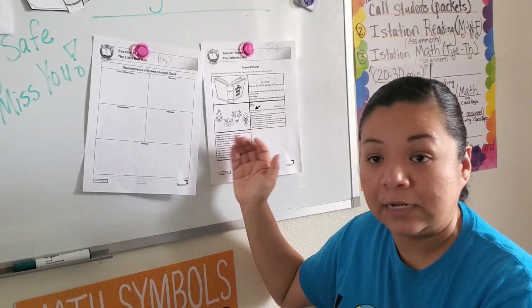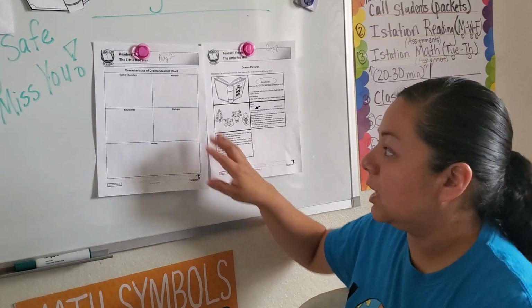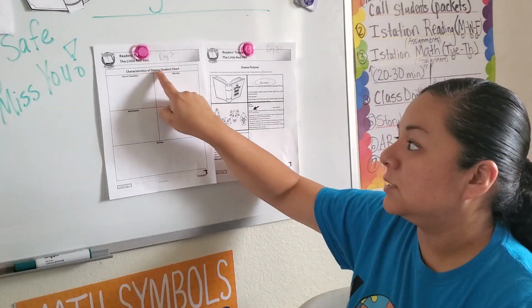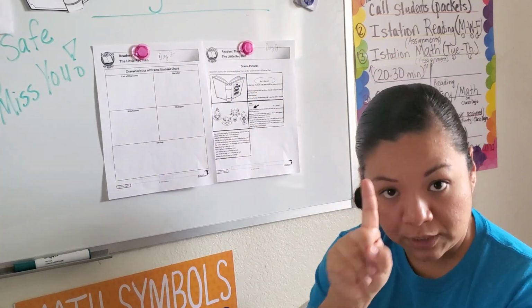This is what needs to be done, okay? You're going to do student page 1 and student page 2, okay? Make sure you have them. Characteristics of drama student chart, and then the drama pictures, okay? I'm going to do one with you.